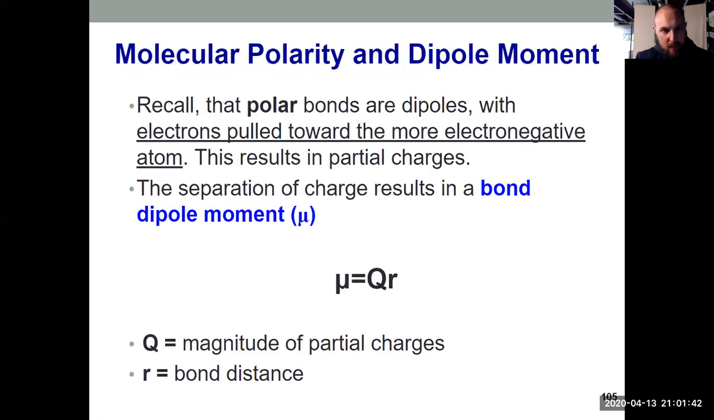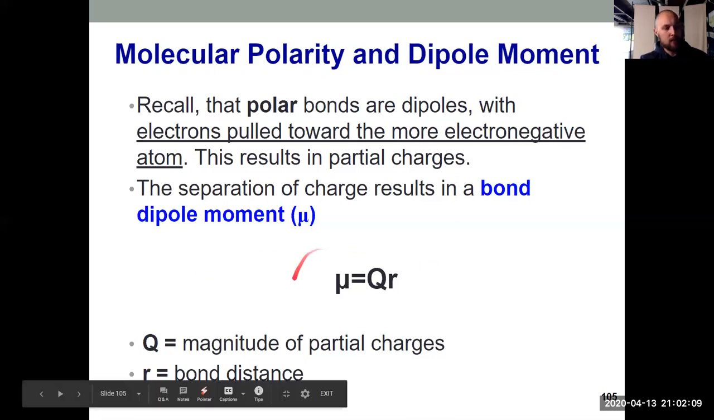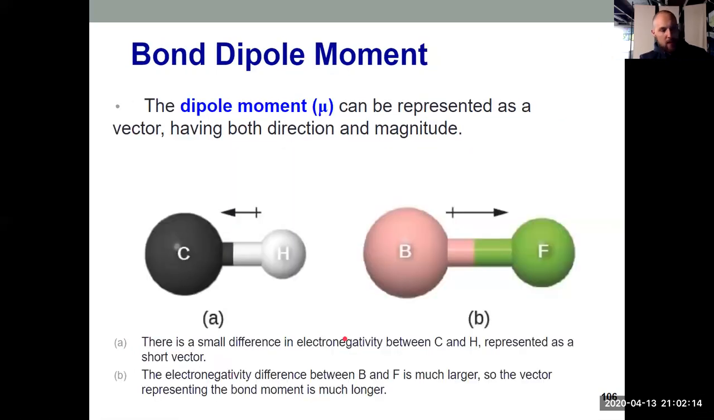We now use those ideas to discuss molecular polarity and dipole moment. Yet again, we saw this at the beginning of the chapter with electronegativity. Remember, if we have a polar bond, electrons are pulled towards whatever is more electronegative. That gives us a separation of charge and results in an overall dipole moment, which is calculated with this equation. You'll not be asked to use that in this course. But you will be asked to recognize where dipole moments exist.